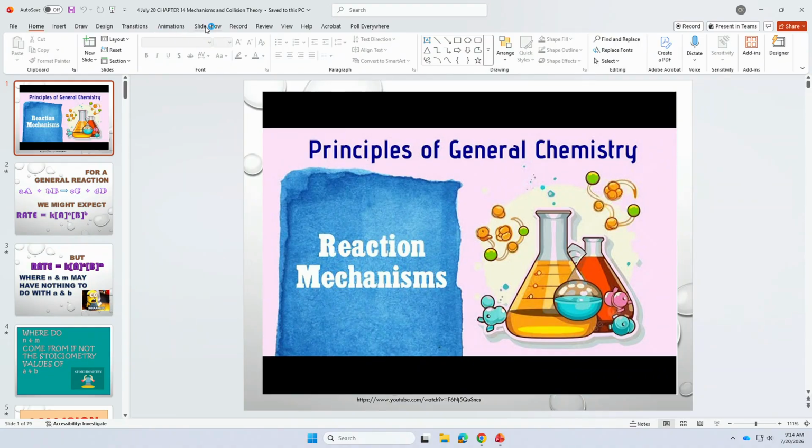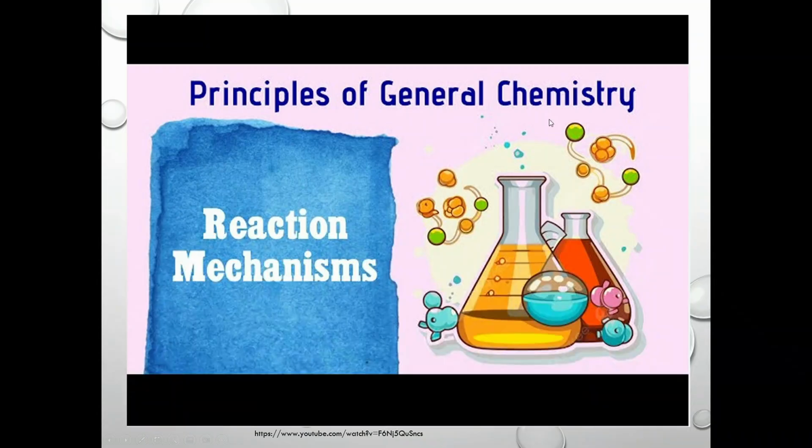Okay, so we spent the last 2 days learning rate laws. Reactants raised to some power. But the problem was the rate law doesn't always match the stoichiometry. So we have to go in and experimentally determine it. So if the rate law doesn't match the stoichiometry, what the heck is the rate law telling us?